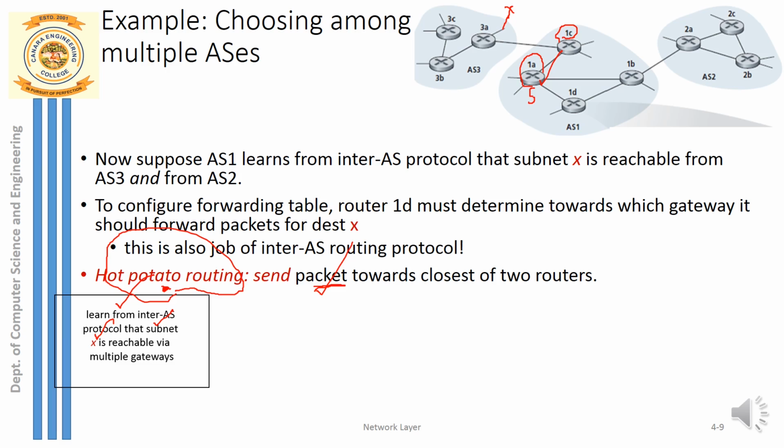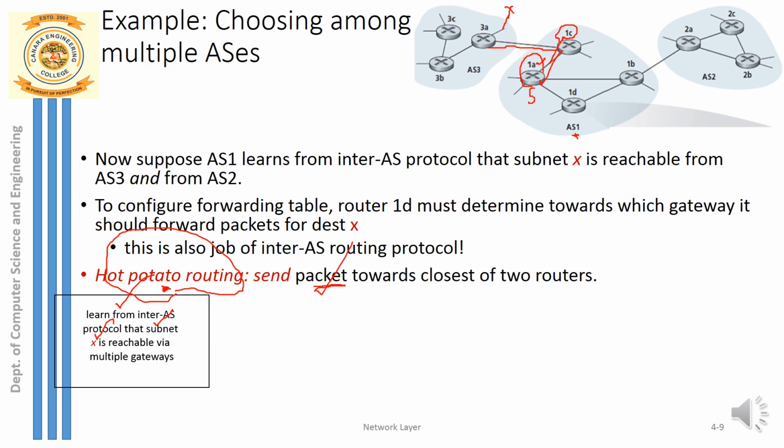3A. So if X is reachable through 3A, 3A will come to know about that, and since 3A is an edge router, that information should be passed on to the other edge router 1C, which is a part of AS1. Once 1C comes to know about subnet X, that information should be passed through the intra-AS routing protocol to all the routers inside AS1, and that is how our router 1A will come to know about the destination X.